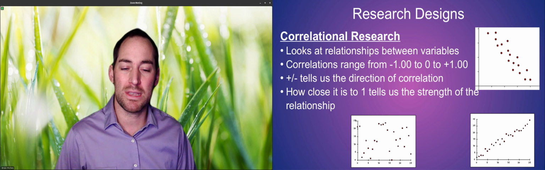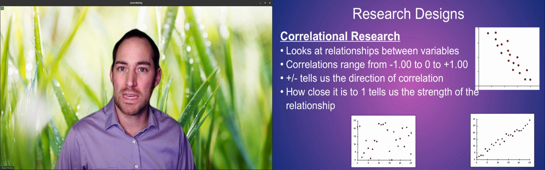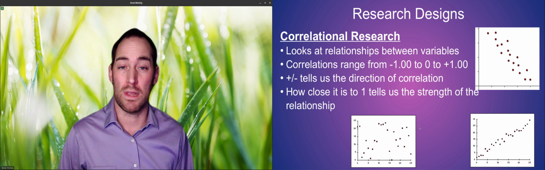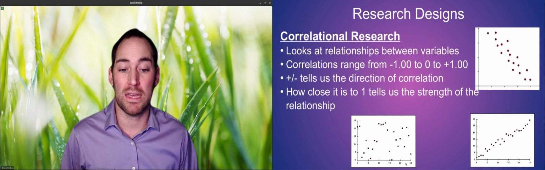This one, you can tell there's not really a clear line up or down. So there's really no correlation between these two variables. So it doesn't really matter about the kittens in the room in this example.